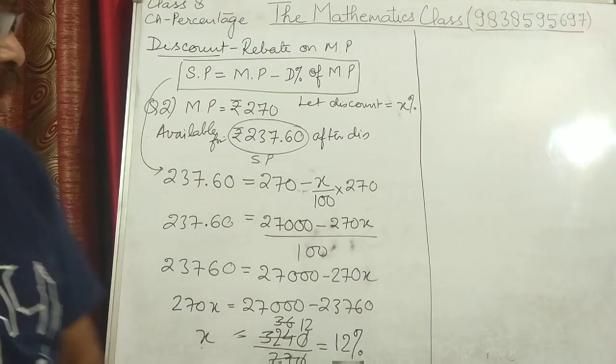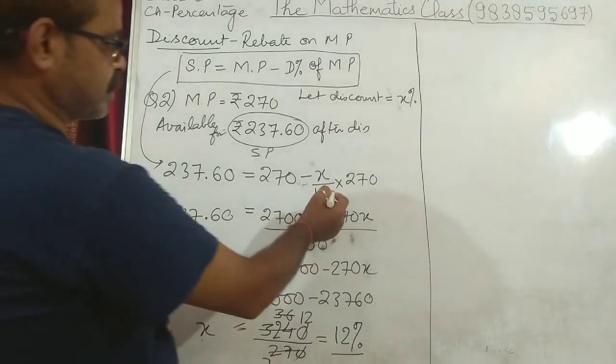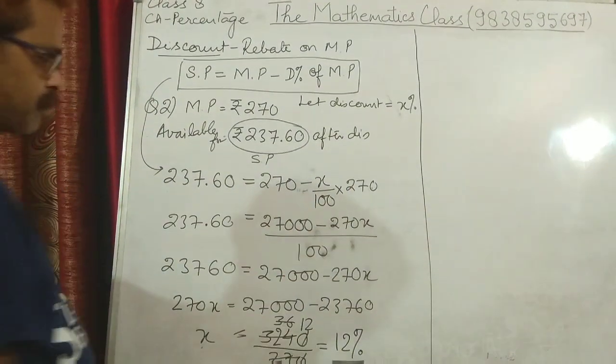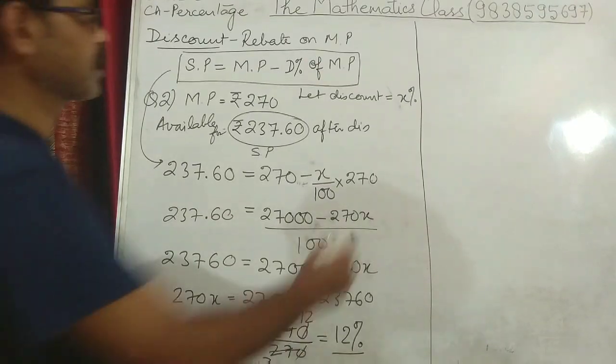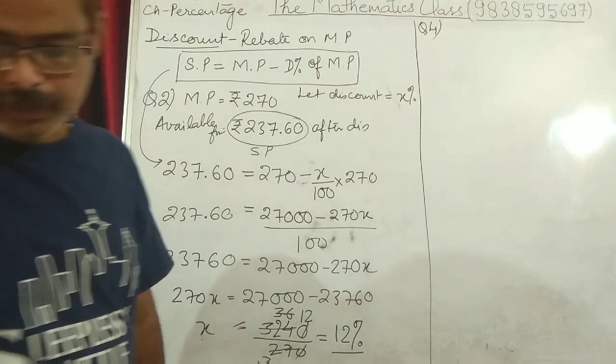I hope this is understood. Simple calculation. This calculation can be minimized if you cancel 0 and 0 over here, so it will be small. But in any case, you will get the same answer. Now let's move on to question number 4.